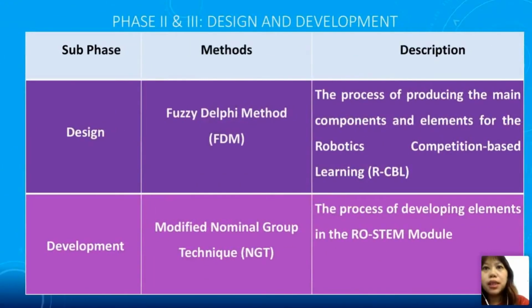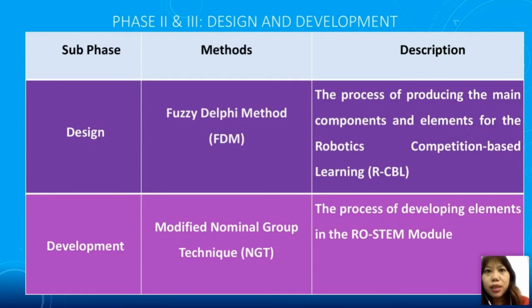In the second phase, that is the design phase, the fuzzy Delphi method is used. A total of 10 experts are called for the meeting, so the objective of the learning is determined. It is the process of producing the main components and elements for robotic competition-based learning. By using this fuzzy Delphi method, the experts contribute their ideas and propose the design.